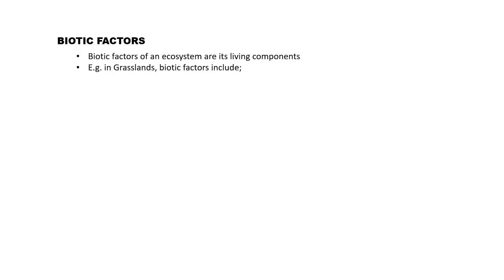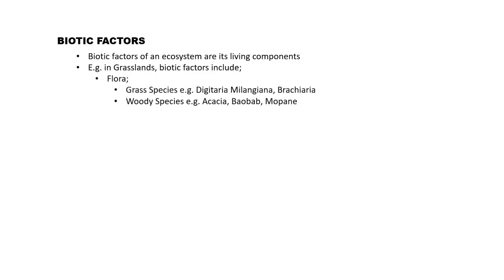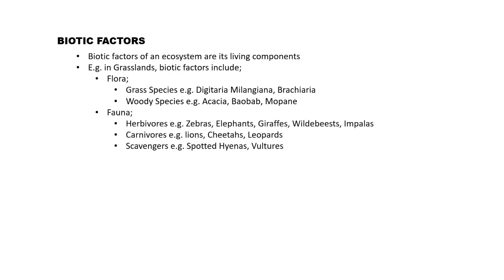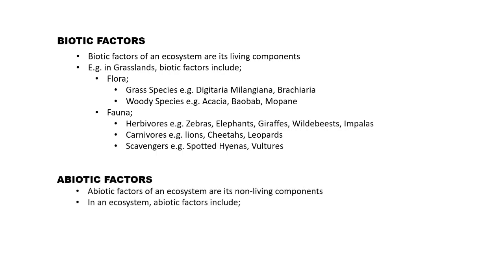Biotic factors refer to all the living components of an ecosystem. In a grassland, for example, biotic factors include plant species such as Digitaria melanghiana, Brachiaria, and woody species like acacia, baobab, or mopane. They also include herbivores such as zebras, elephants, giraffes, wildebeest, and impala, carnivores such as lions, cheetahs, and leopards, and scavengers like hyenas and vultures. What this really means is that every living organism contributes to the structure and functioning of the ecosystem, no matter how large or small. Abiotic factors, on the other hand, are the non-living components.